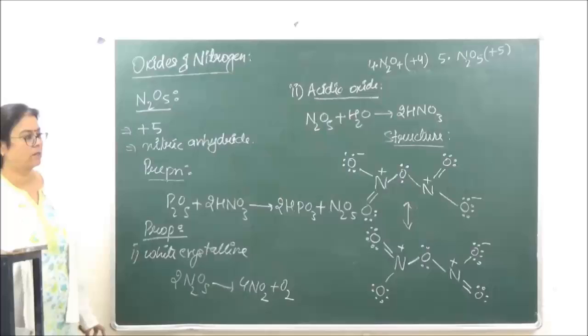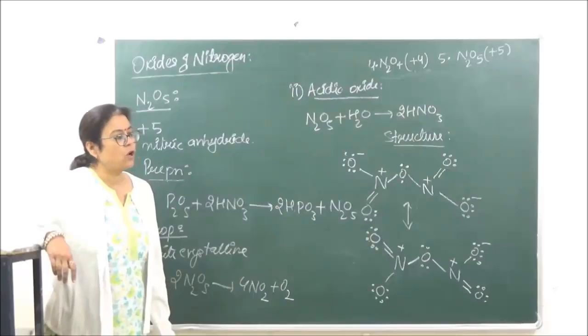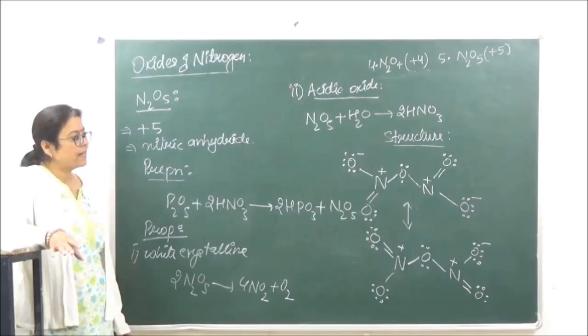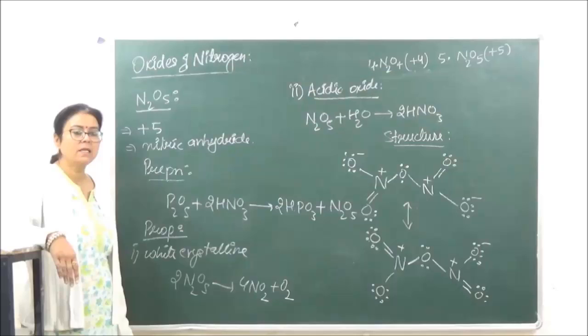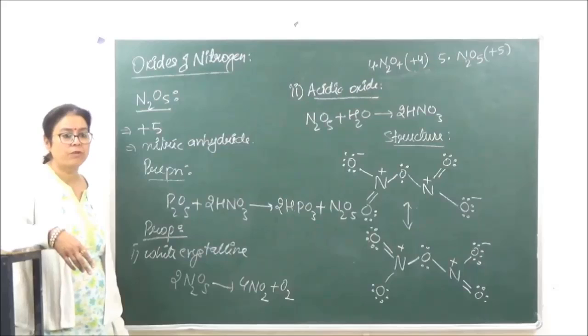Right? So these are the oxides of nitrogen, and today we are going to only do till here. So nitrogen, we are left with only one topic now, oxoacids of nitrogen, which we will complete in the next class, and go on to phosphorus, the next element of group 15. Okay?